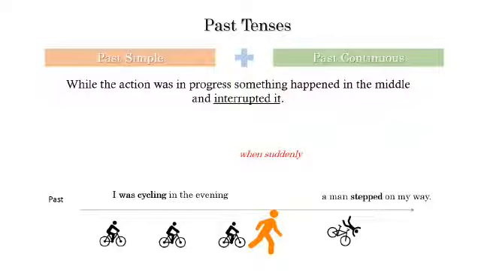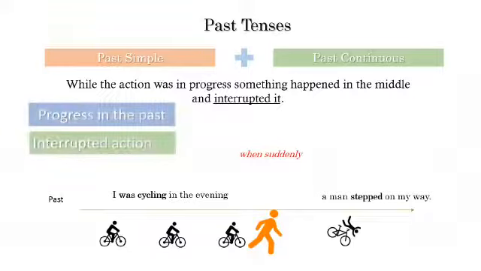So we can understand from this sentence that we can use both past simple and past continuous tenses in one sentence. And usually we have an interrupted action in this kind of sentence. And usually we put the interrupted action in past simple tense. So you can say, when my brother came home, I was listening to the music.